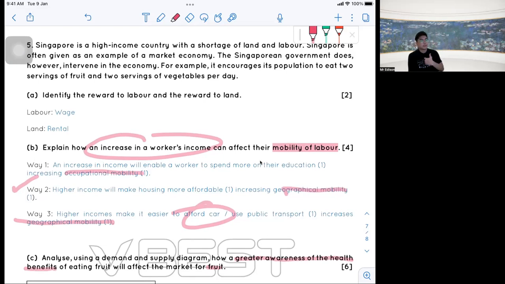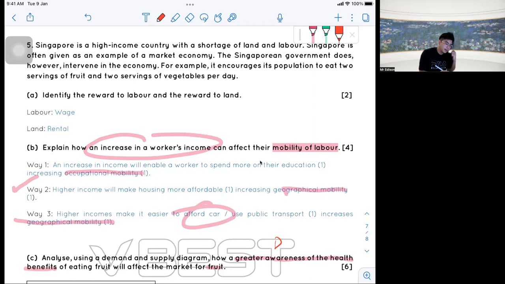When you do a demand and supply diagram, the first thing you need to do is always identify: is this a supply or a demand factor? Greater awareness of health benefit, is it a demand or a supply factor? Think about it, supply is mainly about cost of production, and demand we have a lot of ways. So greater awareness is a demand factor, right or not? So we know that it's a demand factor.